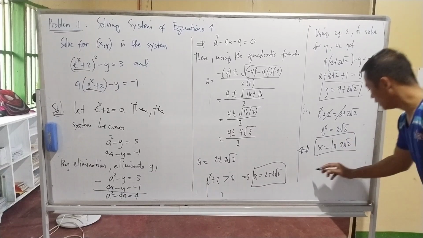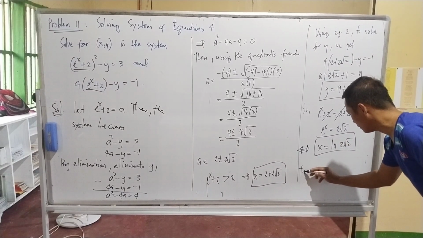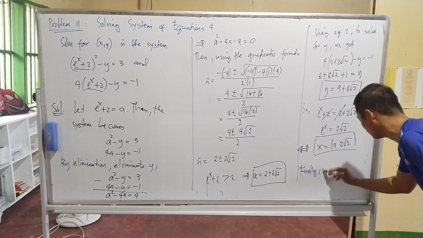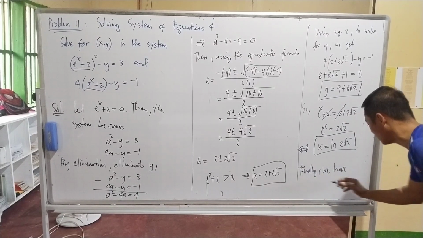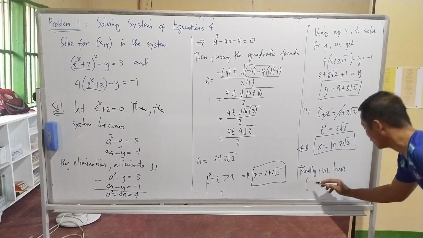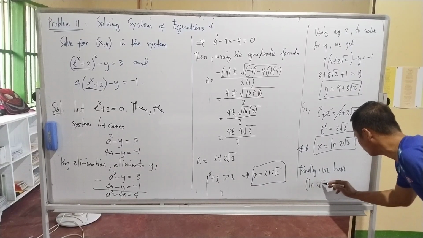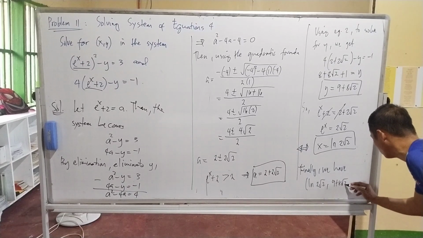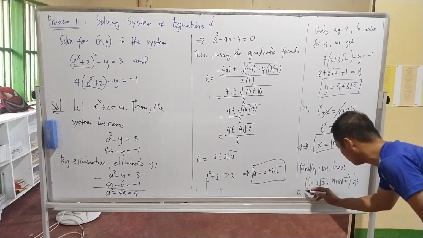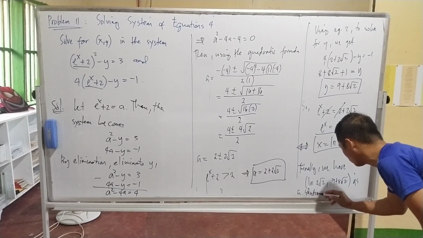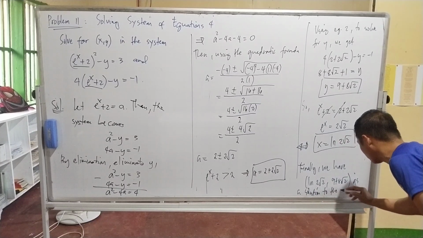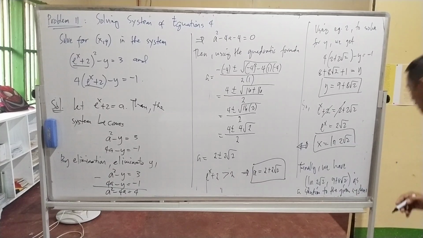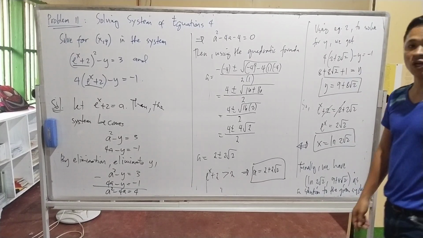Finally, we have the ordered pair (ln(2√2), 9 + 8√2) as a solution to the given system. And I think it's a good place to stop.